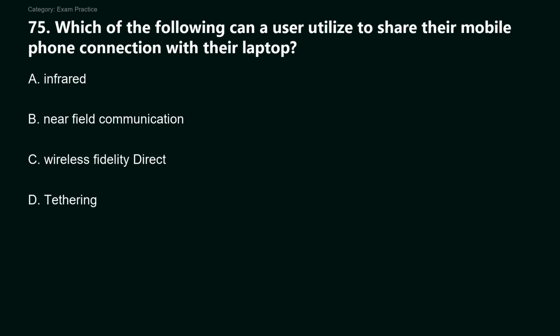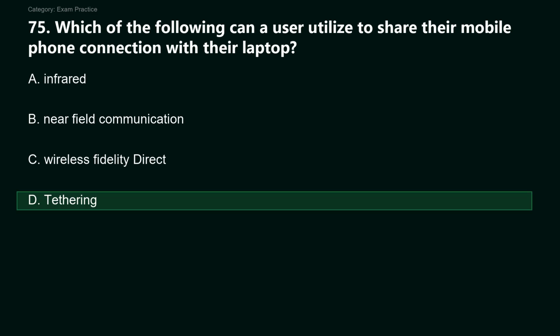Question 75. Which of the following can a user utilize to share their mobile phone connection with their laptop? Option A, infrared. Option B, near field communication. Option C, wireless fidelity direct. Option D, tethering. The correct answer is option D, tethering.